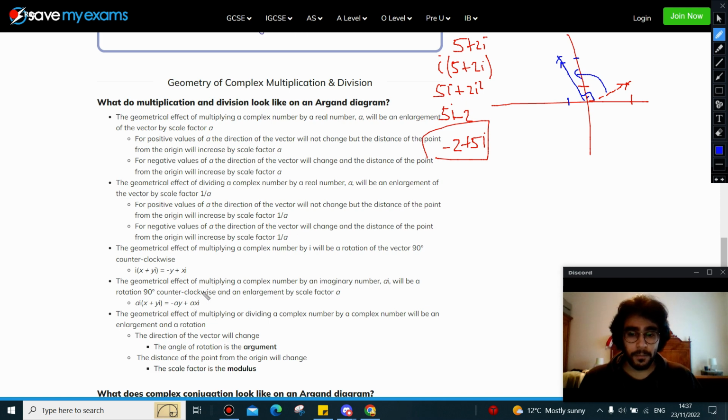What else? The geometrical effect of multiplying a complex number by the imaginary number ai will be a rotation, of course, because you have i, by 90 degrees counterclockwise, but also enlarging it by a. Because when you multiply a complex number by a times i, the i means rotation counterclockwise by 90 degrees, and the a means enlargement by a. You do both, and then you have your new geometrical shape, which is a vector as well.